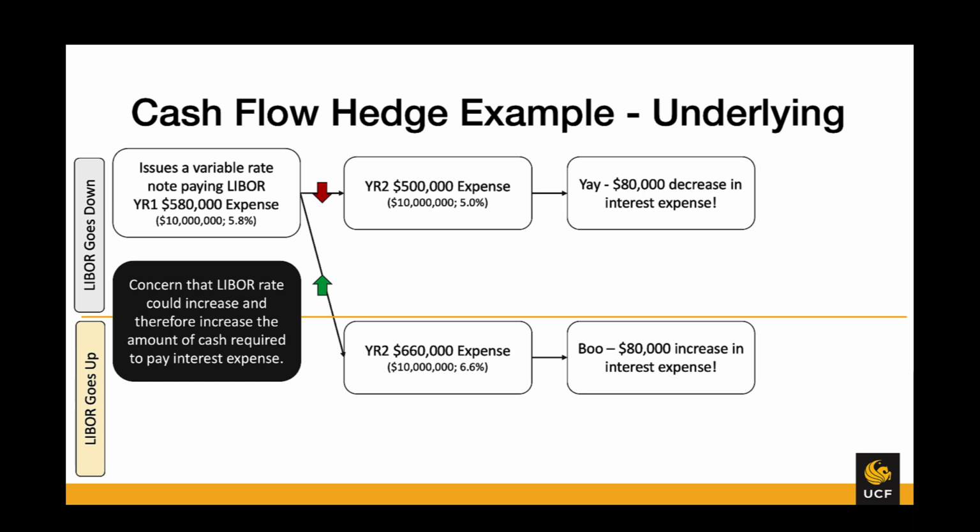However, if we go down to the bottom of the screen where LIBOR goes up, this is where things start getting a little dicey. So let's say that LIBOR instead goes up by 0.8%. So that means that we're going to have an extra $80,000 that we're going to have to come up with in cash to pay for this note in year two that we maybe hadn't been planning on. If that trend continues, this could get worse and worse over time. We may reach a point where we don't have enough cash on hand to continue making our interest payments.